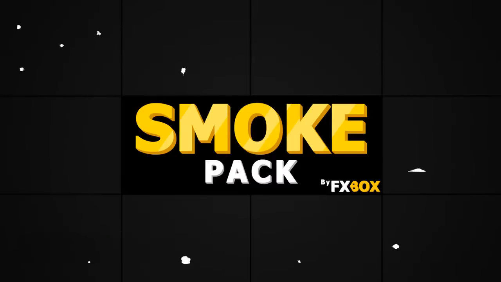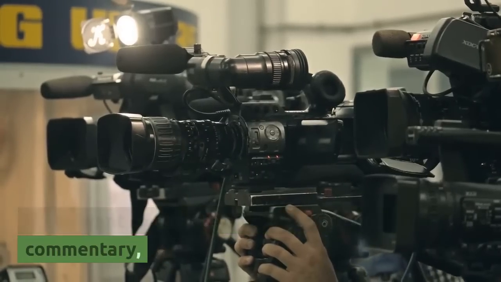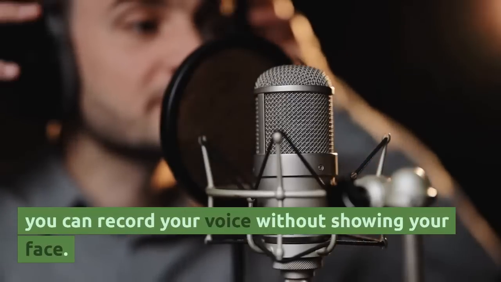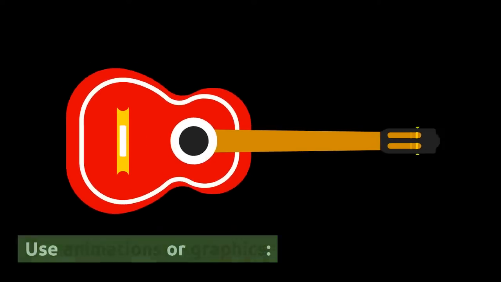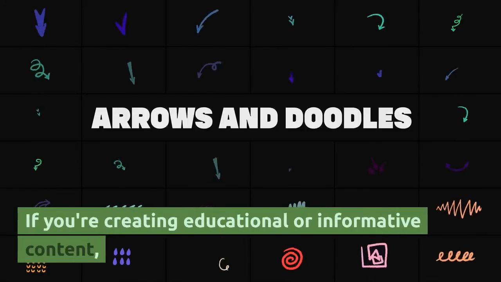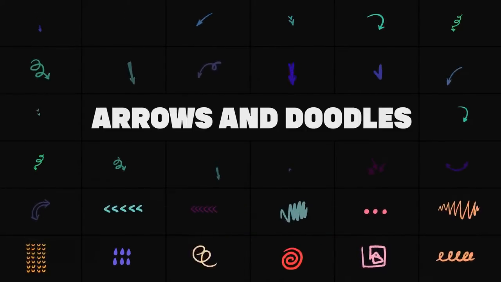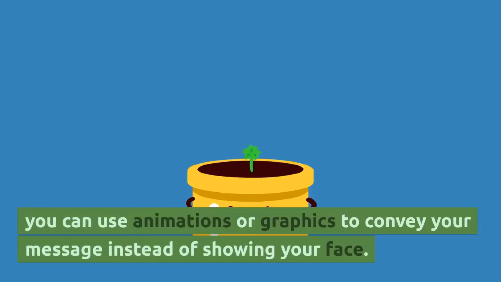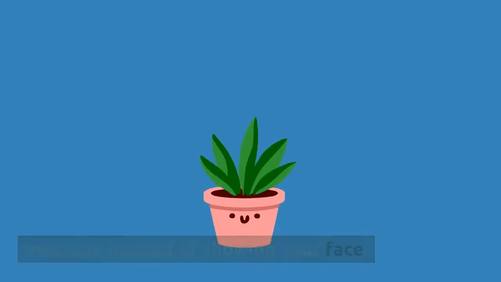Use voiceover. If you want to narrate a video or provide commentary, you can record your voice without showing your face. This is a popular option for many YouTube creators. Use animations or graphics. If you're creating educational or informative content, you can use animations or graphics to convey your message instead of showing your face.